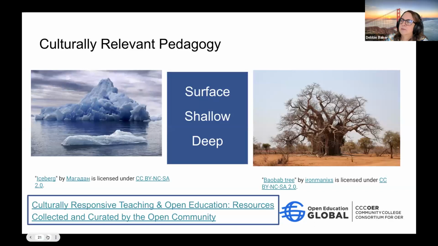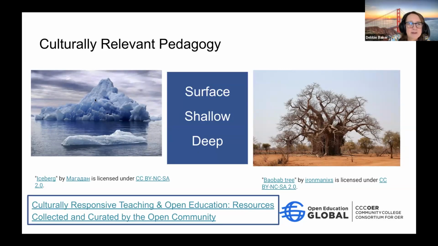Okay, so culturally responsive pedagogy is one teaching approach that complements the adaptability encouraged within the use of open educational resources. You've probably heard of culturally relevant pedagogy, or maybe you're already familiar with it. Zaretta Hammond, in her book about culturally responsive pedagogy and the brain, talks about 3 levels of culture. She talks about the surface level, the shallow level, and the deep level, and provides 2 visual metaphors for those levels.